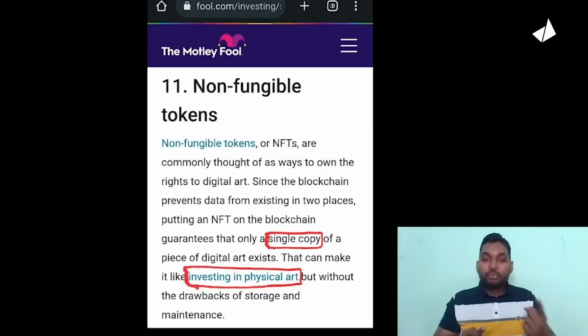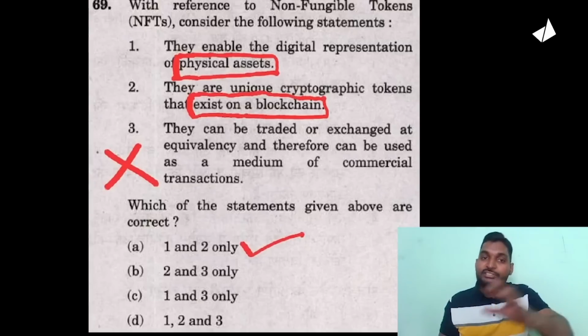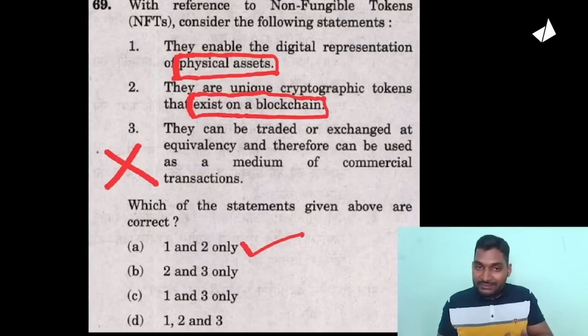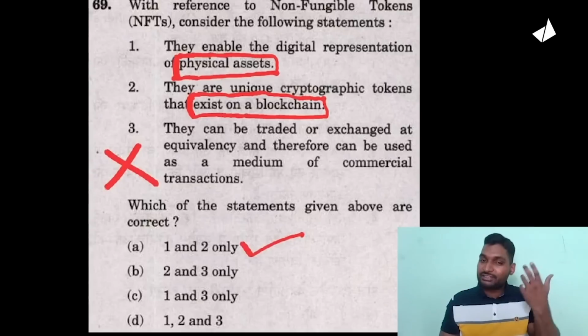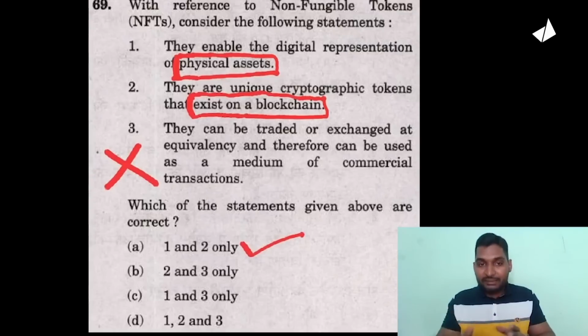Now in 2022 we had this question with reference to non-fungible tokens, NFTs. Consider the following statements. Now statement 1 and statement 2 are obviously right. This is what we saw through the previous research that we did. Statement 3 is patently wrong, which says they can be traded or exchanged at equivalency and therefore that they can be used as medium of commercial transactions. Patently wrong. We have just learned they are unique. That's why statement 3 cannot be correct.